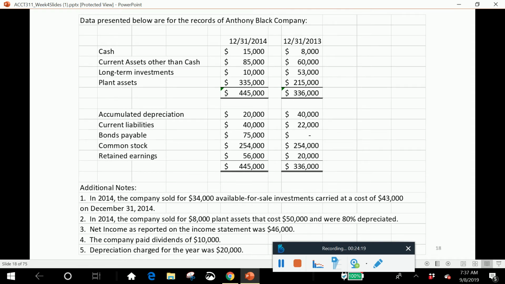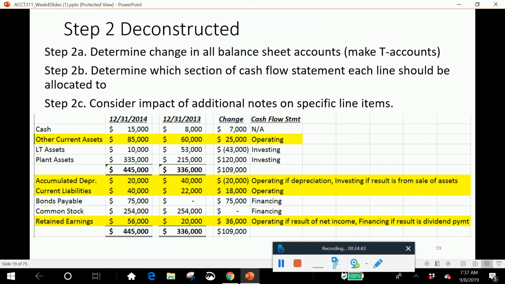Okay, so now what we're going to do is we're going to go through an example. So here are the facts. So you'll notice we have here a comparative balance sheet. And then at the bottom we have some other notes. While they don't give us an income statement, the notes tell us enough information for us to be able to complete our statement of cash flows. Okay, so the first step then, so step one is already completed, we already determined the change in cash, was to really look at what the changes are in some of the other balance sheet accounts.